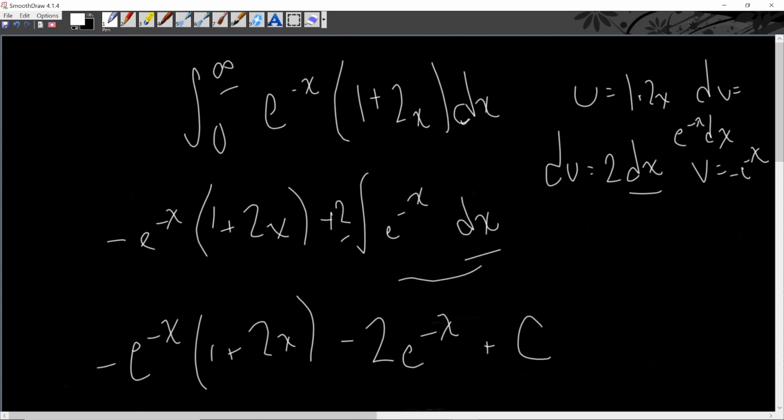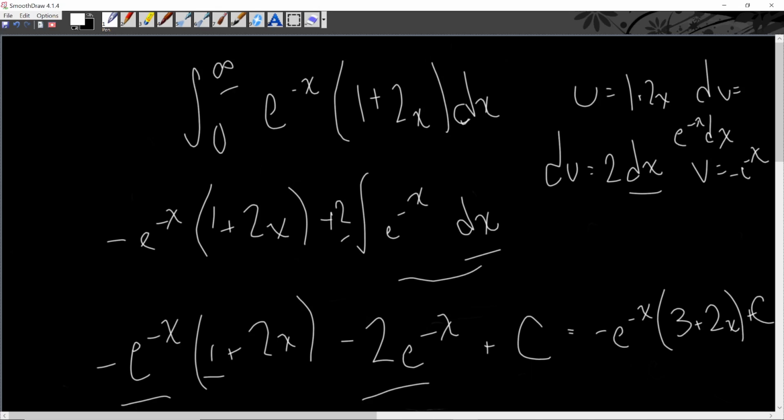So we have negative e to the negative x times 1, so negative e to the negative x, minus 2 times e to the negative x, so we're just going to be left with negative 3 e to the negative x. So when we pulled out that negative e to the negative x, we're just going to be left with 3 plus 2x. And then this is, again, going to be plus c.